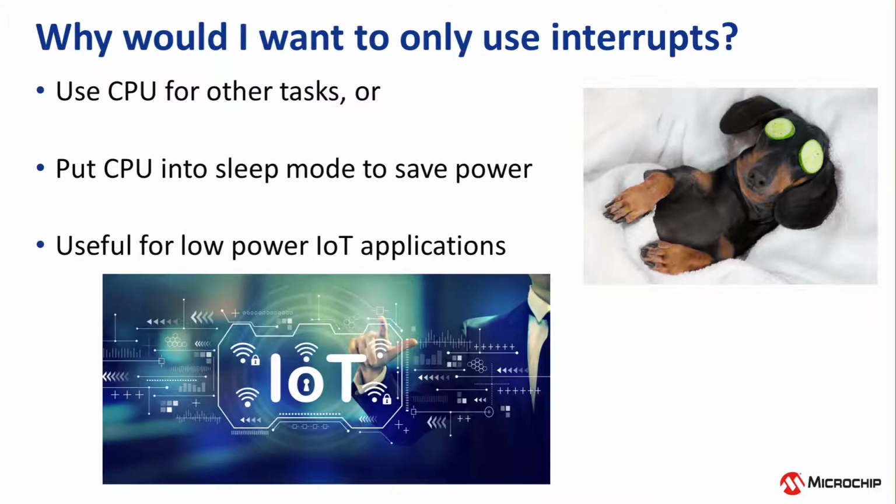Now, the first question you're probably asking is, why would I want to do that? The answer is, we can then use the CPU to do other things, or even put it in a lower power mode, also known as a sleep mode. These sleep modes are especially useful for battery-powered applications, such as Internet of Things applications that are required to use as little power as possible so that they can run potentially for years on a single battery.